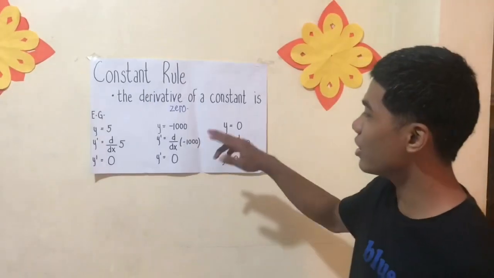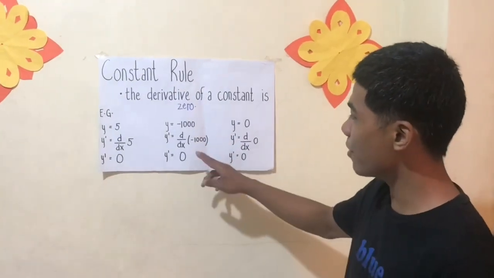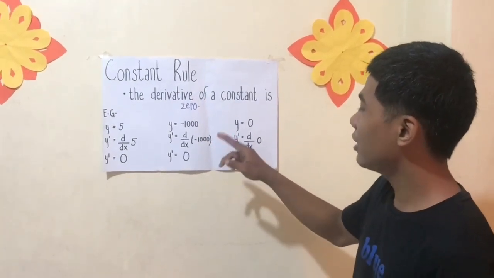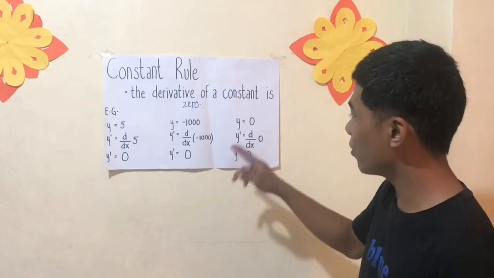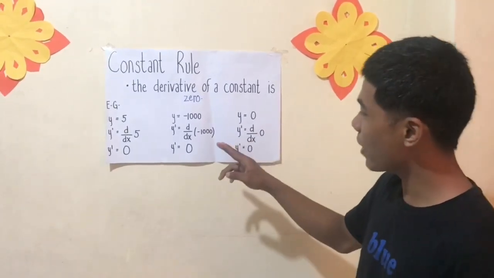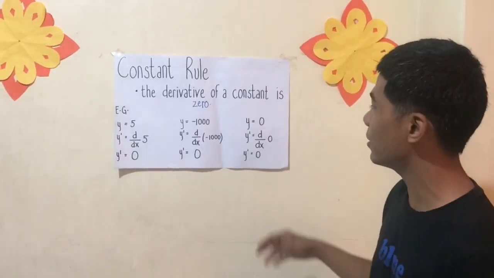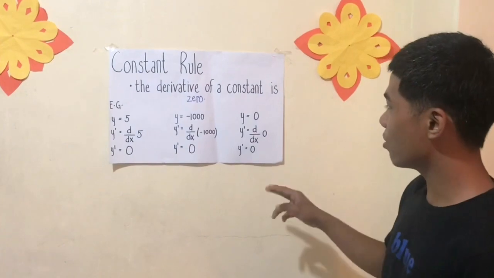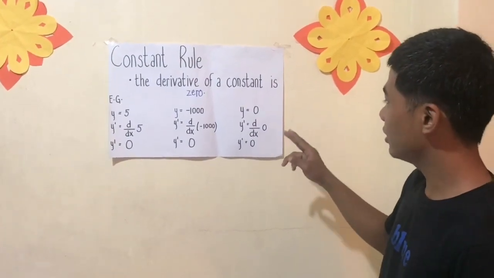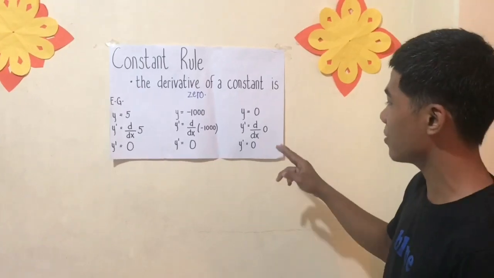Next is y equals negative 1000, so y prime equals d over dx of negative 1000, so the answer is y prime equals 0. And the third example is y equals 0, y prime equals d over dx of 0, and the answer is y prime equals 0.